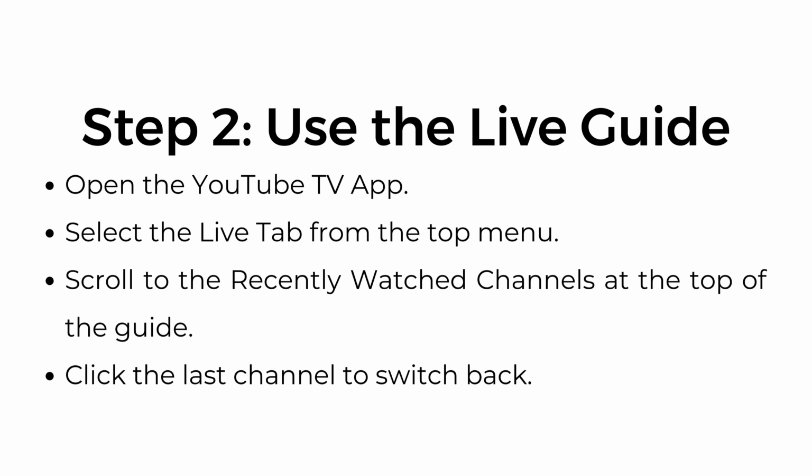Step number 2, use the live guide. Open the YouTube TV app. Select the live tab from the top menu. Scroll to the recently watched channels at the top of the guide. Click the last channel to switch back.